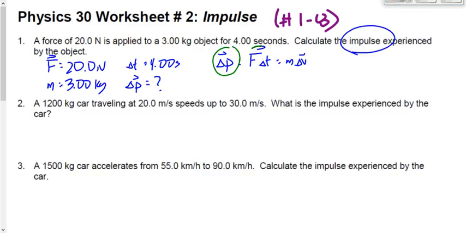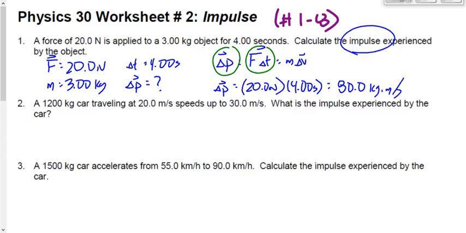We've got force and time. We don't even need M and delta V here, do we? If we multiply F times T, then we've got impulse. That's exactly what we're looking for. So let's say F is 20 newtons. Delta T is 4.00 seconds. That gives me 80 kilograms meters per second, or what could we have done besides kilograms meters per second? Newton seconds. Good. Is that okay? Okay, keep working. A few minutes, we'll go over another one.